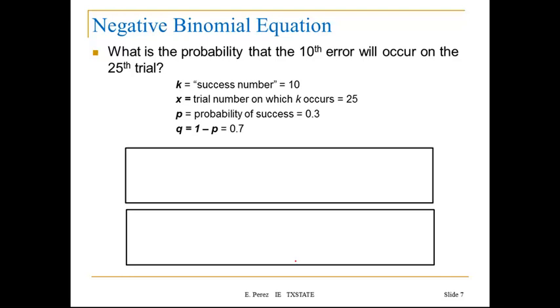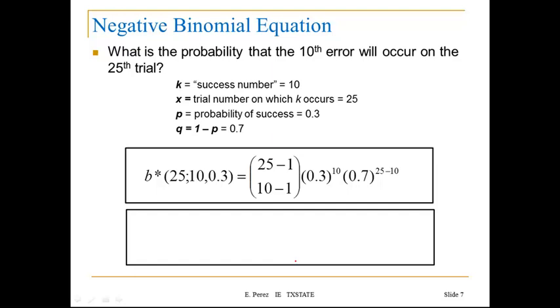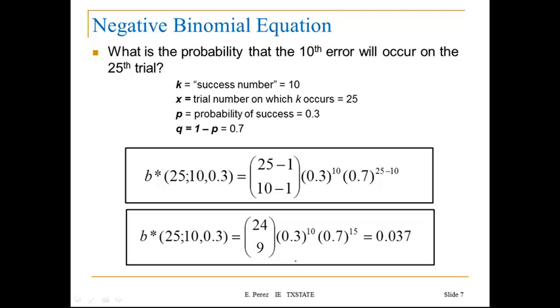So to answer the question, what is the probability that the 10th error will occur on the 25th trial? We have the success number, K, equal to 10. We want to know when the 10th error is going to occur. X is the trial number, which is 25. We want it to happen in trial number 25. P is the probability of success, and Q, 1 minus P, is the probability of failure. So if we solve this using the negative binomial, we can replace the parameters with our numbers, and we find that that probability is equal to 0.037. Okay, very simple. Again, this probability distribution is very similar to the binomial. The only difference is that now you're looking at the specific trial on which you want that success to happen.